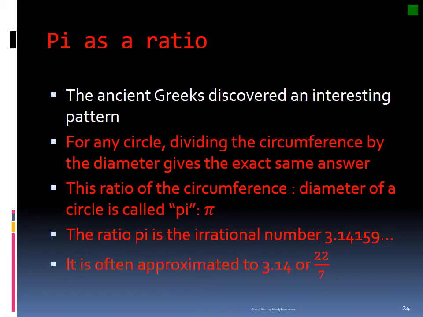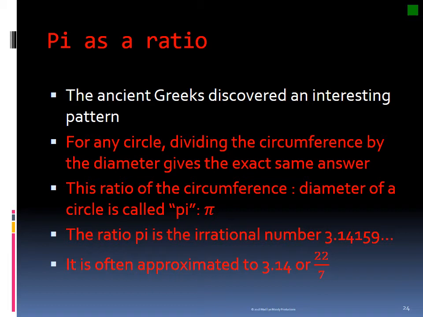The ratio of this circumference to diameter, the special ratio, is called pi. Pi is a Greek letter, and you may have heard of it before. That is what we use to represent this very special ratio of the circumference to the diameter. The ratio pi is actually an irrational number, and we'll get to irrational numbers later, but irrational numbers are numbers that are non-repeating, non-terminating decimals.